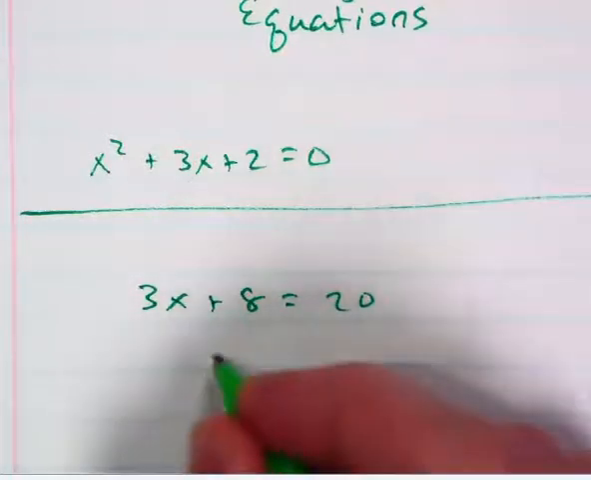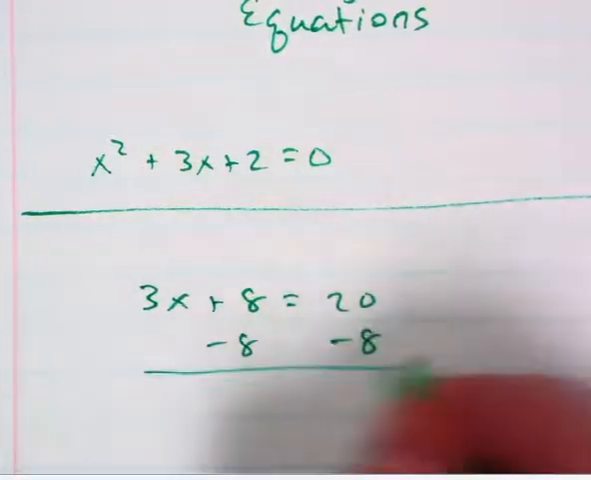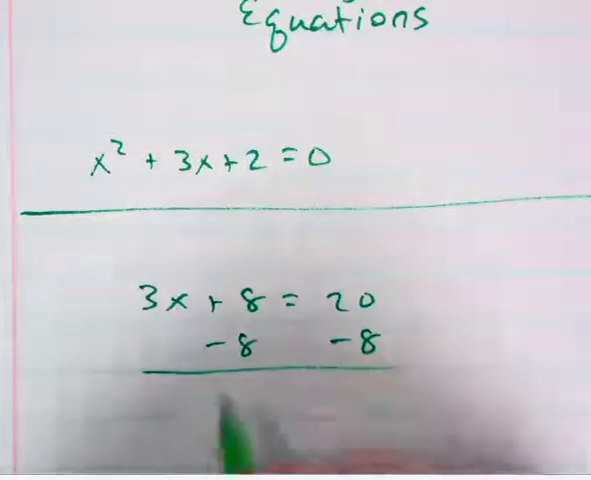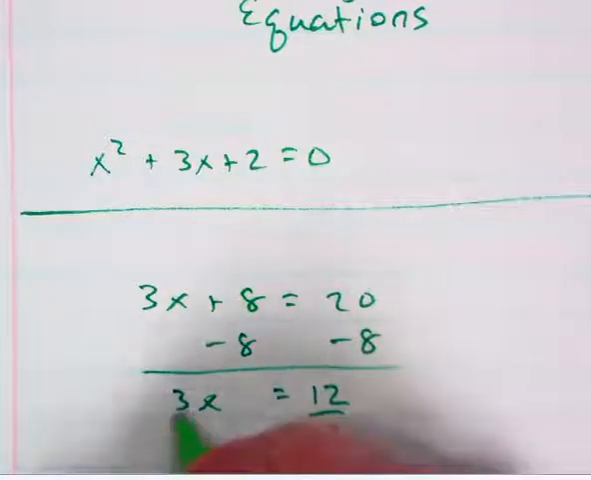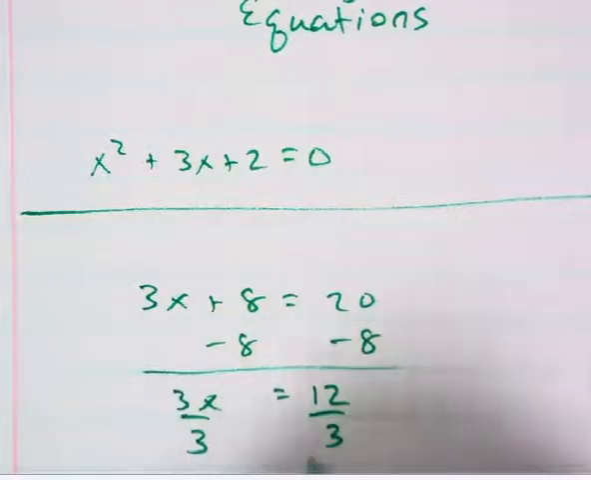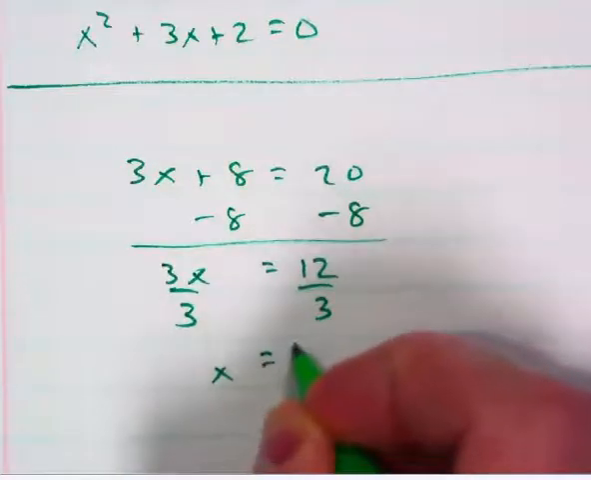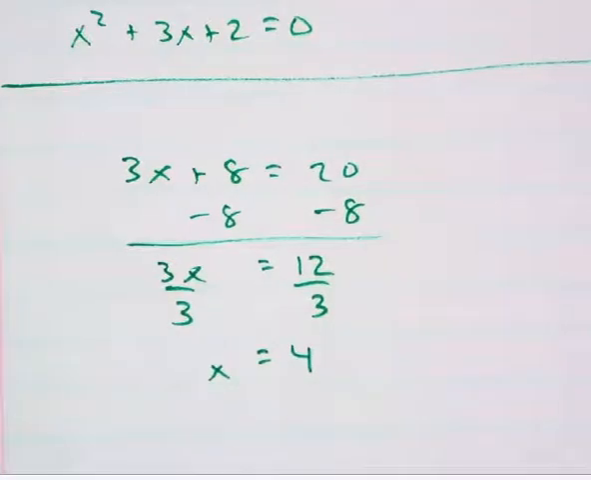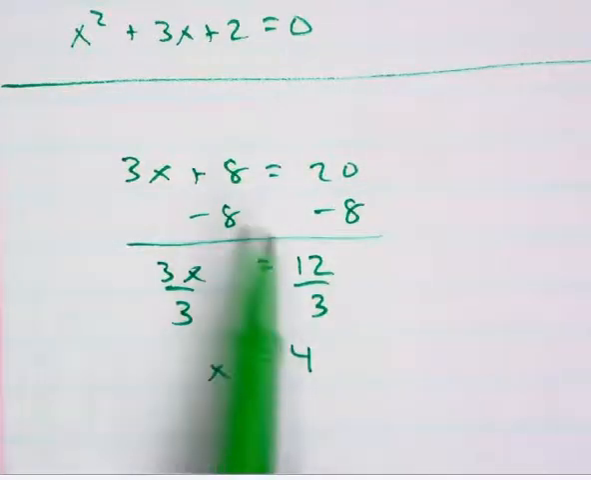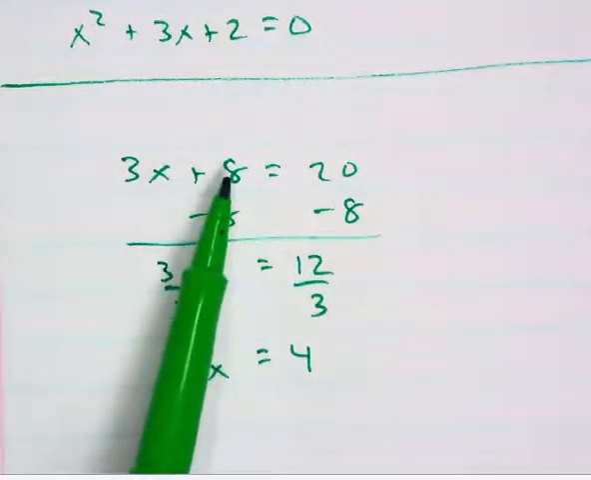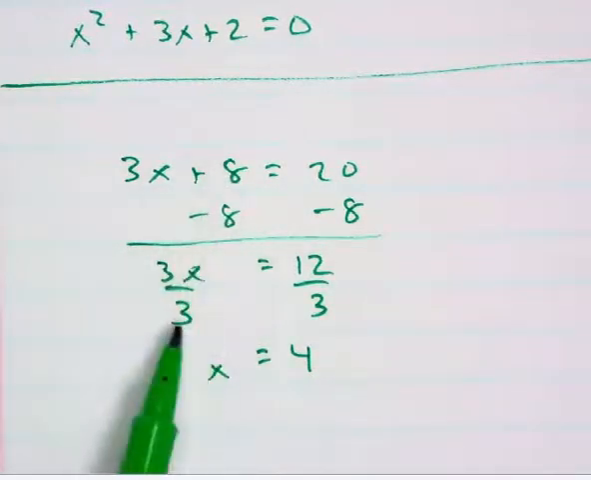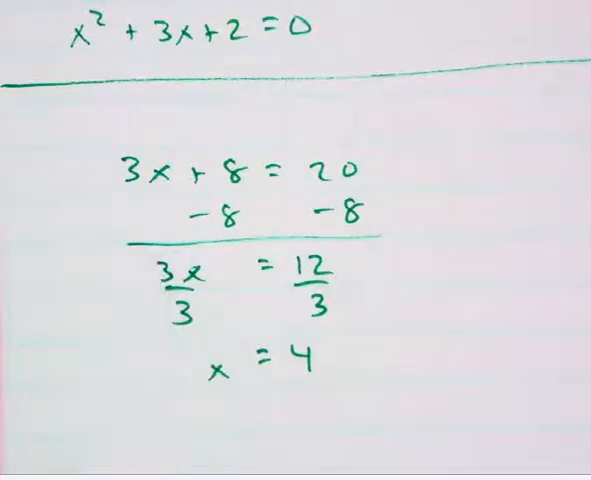You know to subtract 8 on both sides, the subtraction property of equality. That would give you 3x equals 12. Now divide by 3 on both sides, the division property of equality, and get x equals 4. Think about why we subtracted 8 on both sides. 8 was the additive inverse of positive 8. Dividing by 3 is the multiplicative inverse of multiplying by 3.